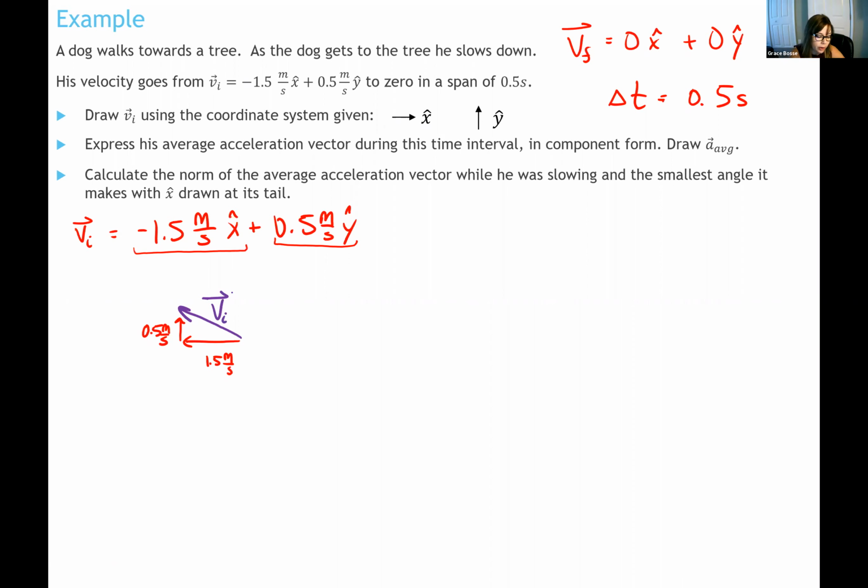And so that's how I would draw vi: it's going to the left and up. It's going more to the left than it is up. I tried to draw it to scale, but obviously it's not perfect. But that is the general direction of vector vi. All right, so that's step number 1 done.